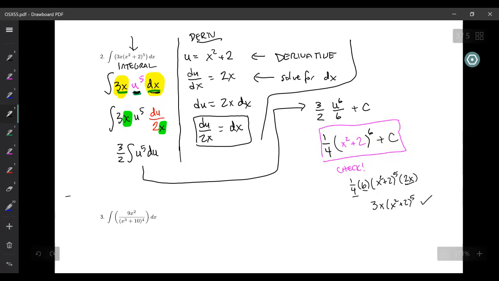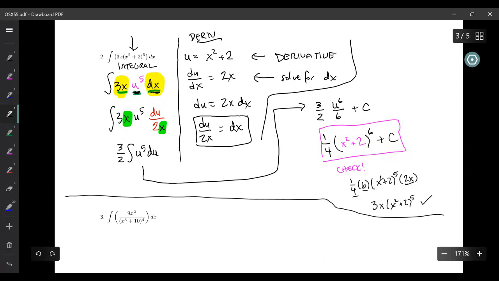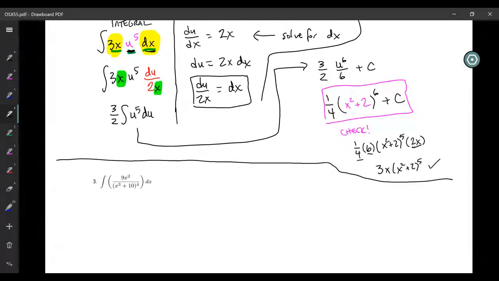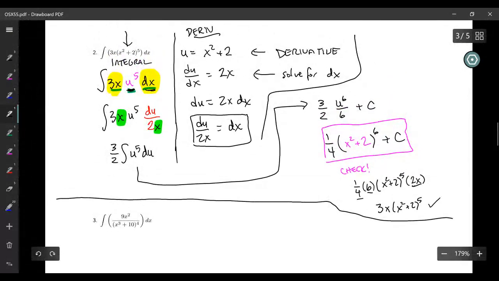Okay. You don't have to check your work, but if you have time to check it and you get the original, then you know that you did your work correctly. Again, don't forget the plus c at the end.